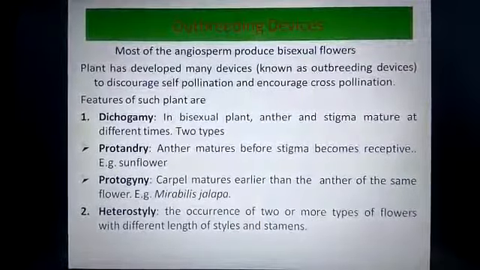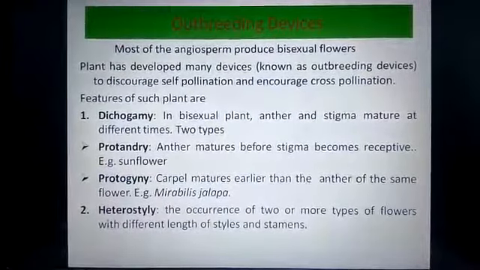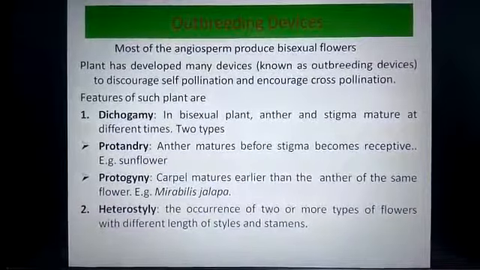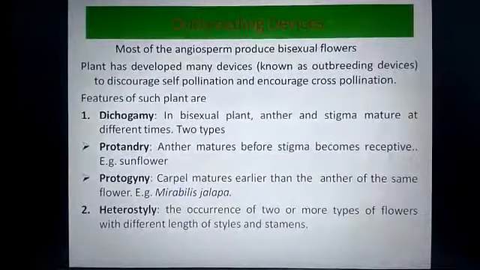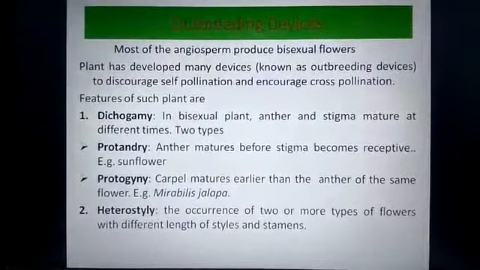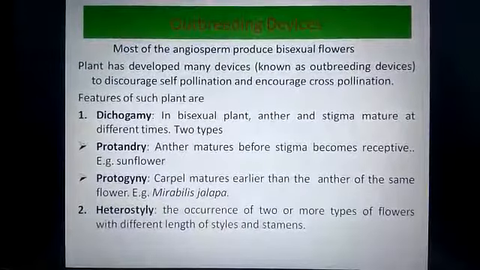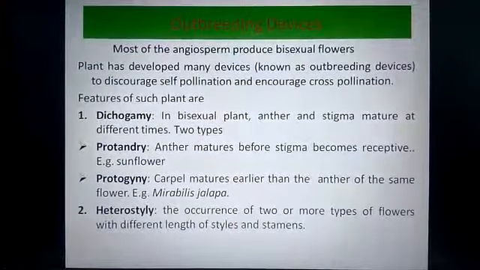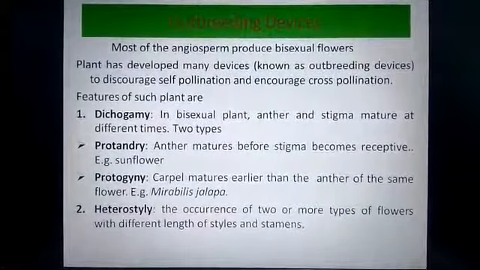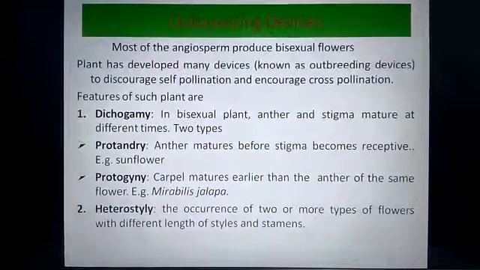There are two types of dichogamy. The first one is protandry, and in protandry, the anther matures before the stigma becomes receptive. In other words, in a protandrous plant, the anther will mature before the stigma matures. Example, sunflower. The second type of dichogamy is protogyny.